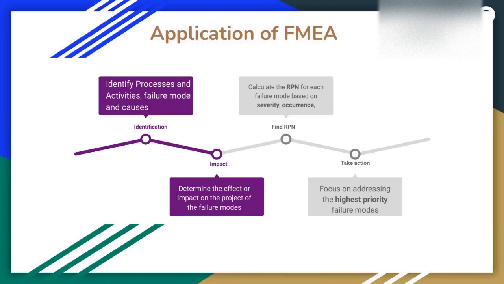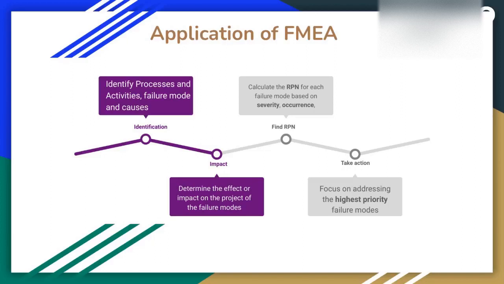Next step is very interesting. It's about doing the objective calculation of the RPN, or risk priority number. And then based on the RPN, you will be focusing on addressing the highest priority failure modes. So let's dive a little bit deeper into the third step here.